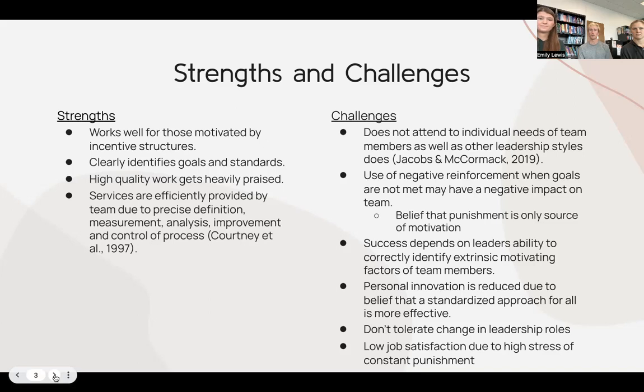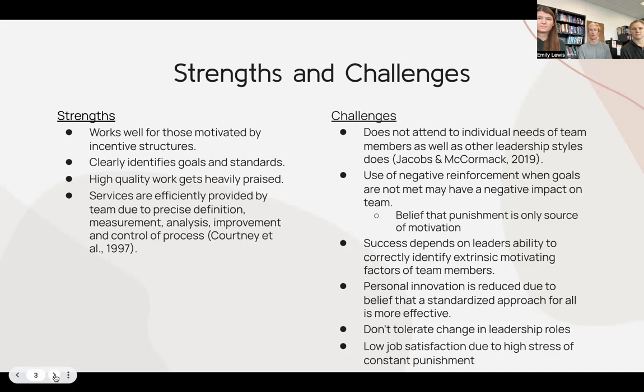Punishment and negative reinforcement is also utilized to maintain that structure and may have negative side effects. This includes low employee retention and low job satisfaction. The success of the organization is highly dependent on the leader's ability to correctly motivate each of their team members, which is difficult as each person is motivated by different things.